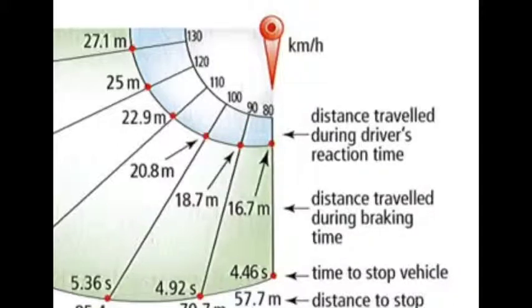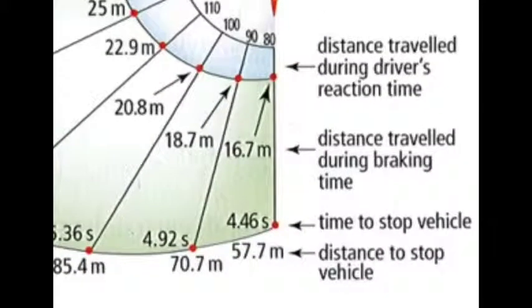By the time they finally realize, hey, I should put my foot on the brake, they put their foot on the brake, and then they travel another distance, in this case, 70.7 meters. So at 90 kilometers an hour, it takes them 18.7 meters to react, and then another 70.7 to actually stop. The total time it took is 4.92 seconds, so about 5 seconds, going 90 kilometers an hour. Does that make sense? That's what this graph shows.